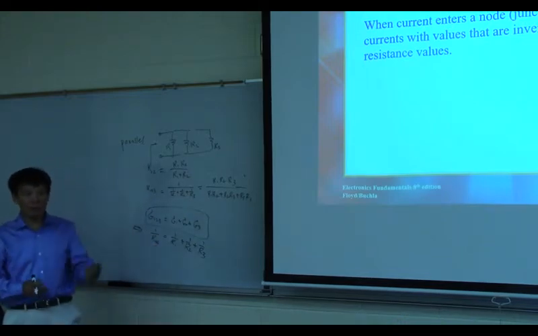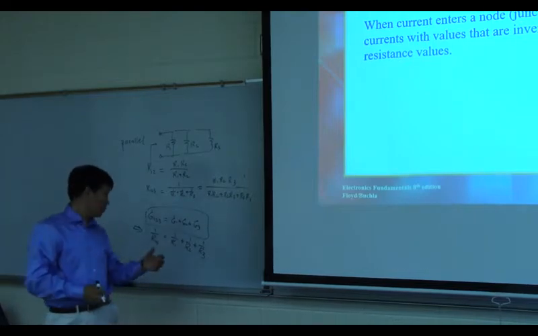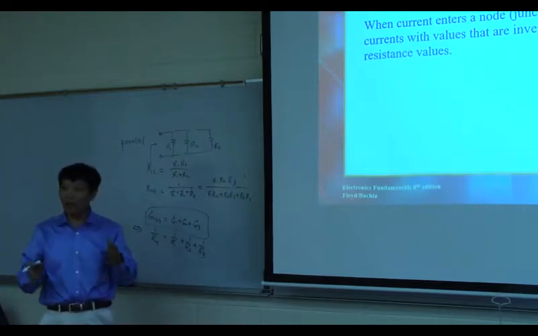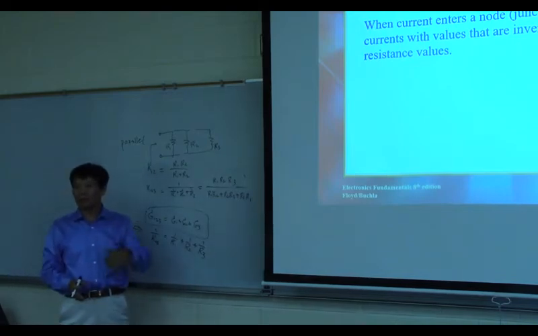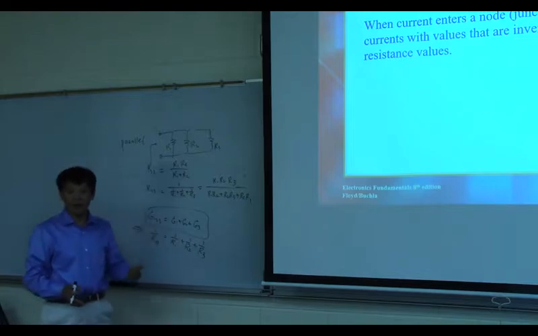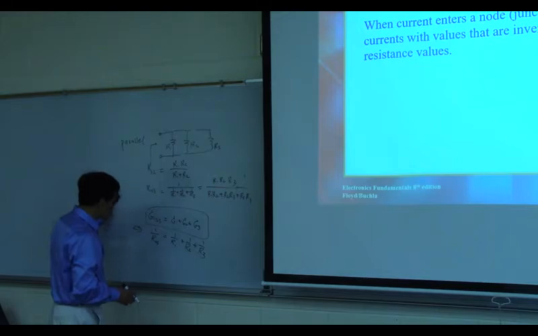So for series, we just add all the resistances together. For a parallel circuit, we add all the conductances together. That is the total conductance. Then we just take one more step: 1 over that conductance to get the total resistance. Does it make sense? Right? Yes.